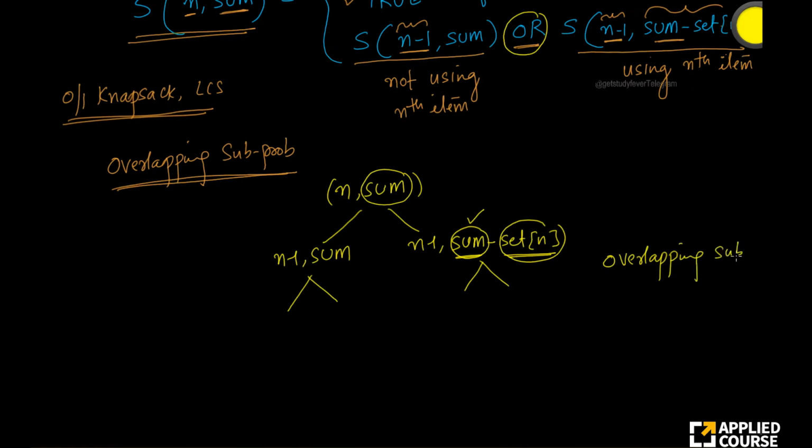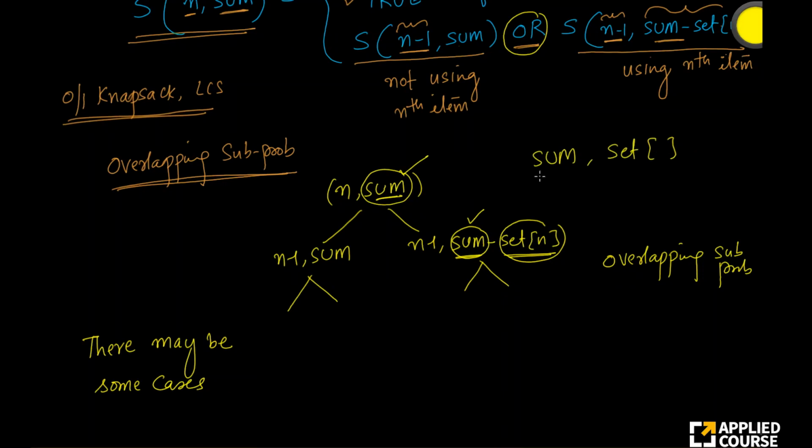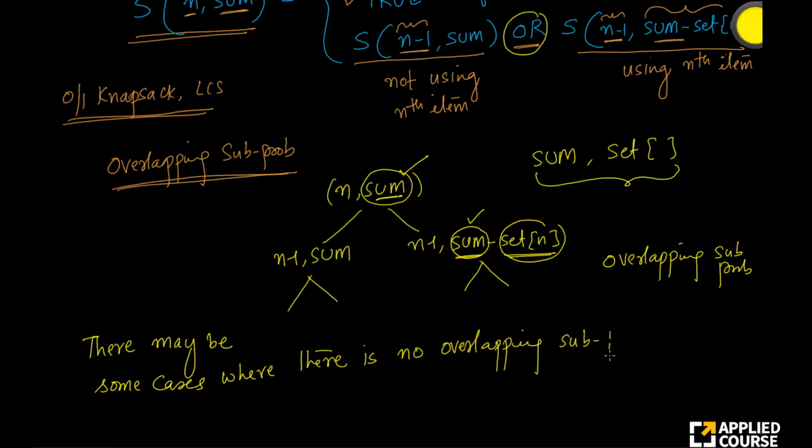overlapping subproblems. You will observe that. And there can be some cases. Remember, this is important. There may be some cases wherein the values of sum and set n have been so chosen. See, we have these two inputs, right? I have sum and I have the set. If somebody has chosen these values such that there is no overlapping subproblem at all, there may be cases where there is no overlapping subproblem.